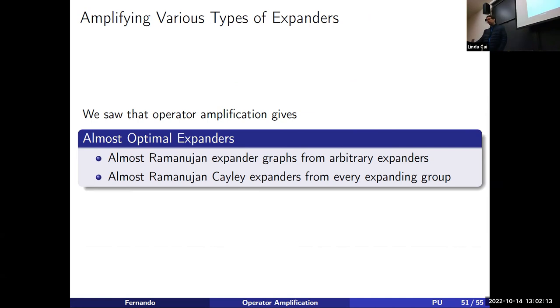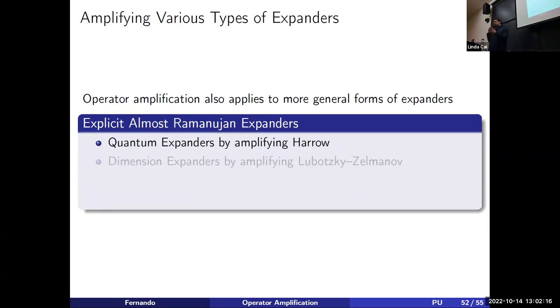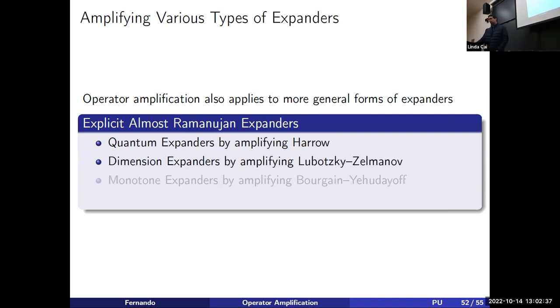But that's not all. This flexibility of thinking that we have operators and so on allows you to obtain other, different forms of expanders. So another form of expander is what is called a quantum expander. But let's not define it, but it comes from having, for instance, almost Ramanujan graphs over the symmetric group, right? So having almost Ramanujan over the symmetric group is very interesting. So you can get quantum expanders, you can get something that's called dimension expander, which is a way of expanding space somehow, right? You have some linear maps that somehow increase the dimension of some spaces.